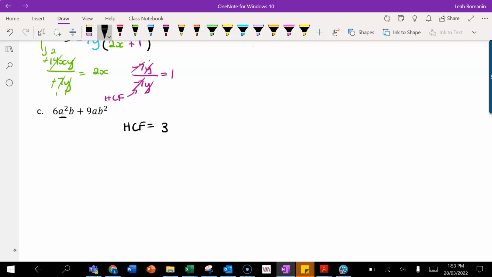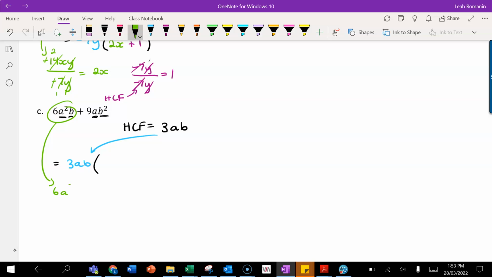Now, here I have 2 A's and here I have 1, which means that the most A's that I can take out is just 1 A. I have the same situation with the B's. I have 1 B here and 2 B's here. So the most B's that I can take out is just 1 B. Okay, so this is my term that's going outside of the bracket. So 3AB is coming out.